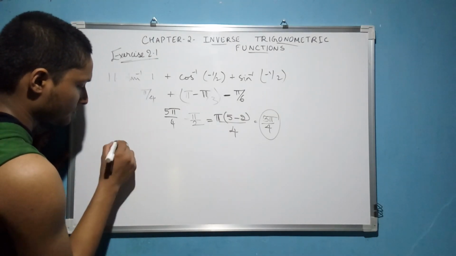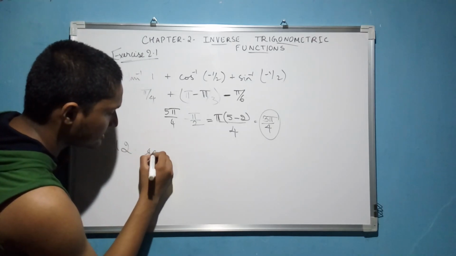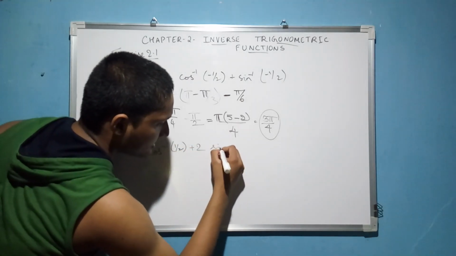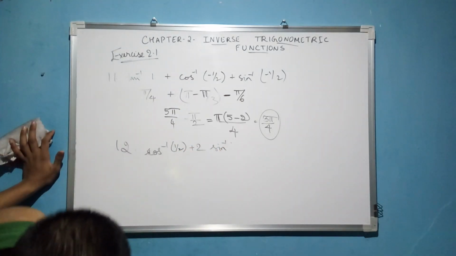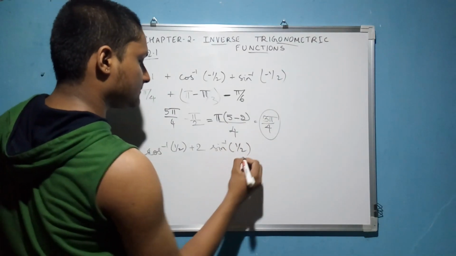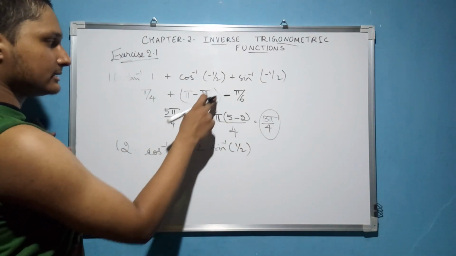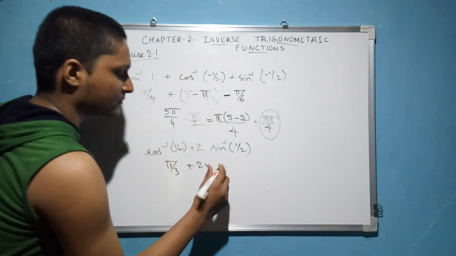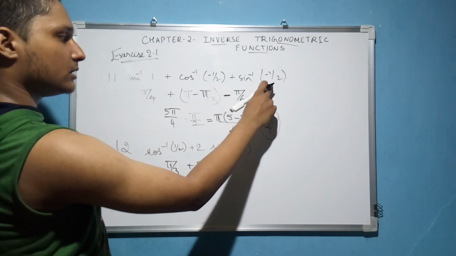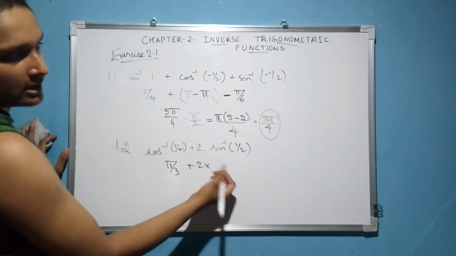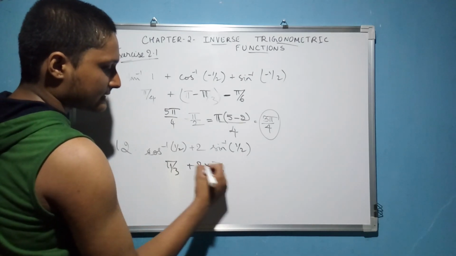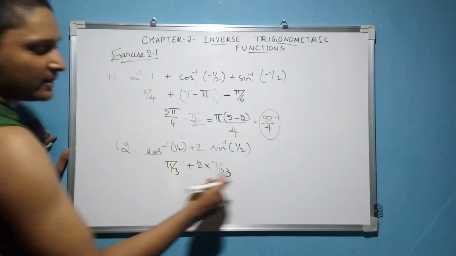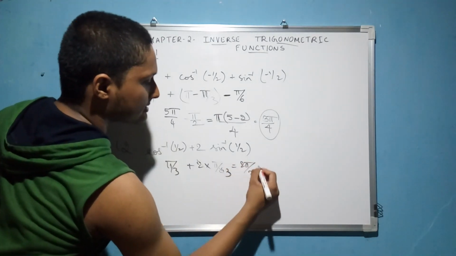Okay, the next, that is the 12th question. The 12th question has cos inverse 1 by 2 plus 2 times sin inverse 1 by 2. Cos inverse 1 by 2 was directly pi by 3, not pi minus pi by 3. So it is pi by 3, and sin inverse 1 by 2 was pi by 6, because it is not negative, it is however positive. So it is pi by 6. Now you get pi by 3 here when the 2 gets cancelled. So 2 pi by 3 and pi by 3, you get 2 pi by 3 as an answer.